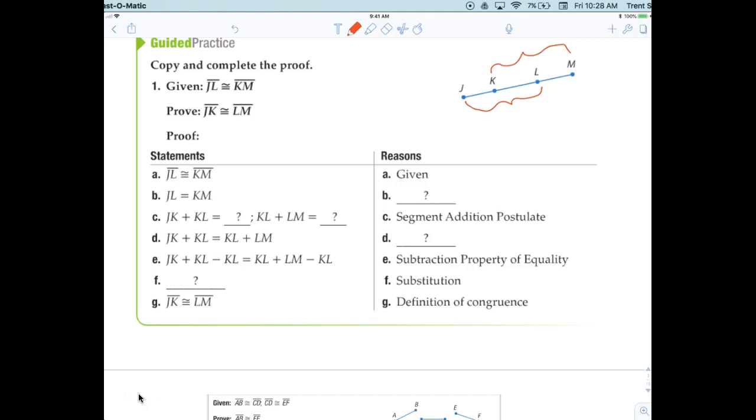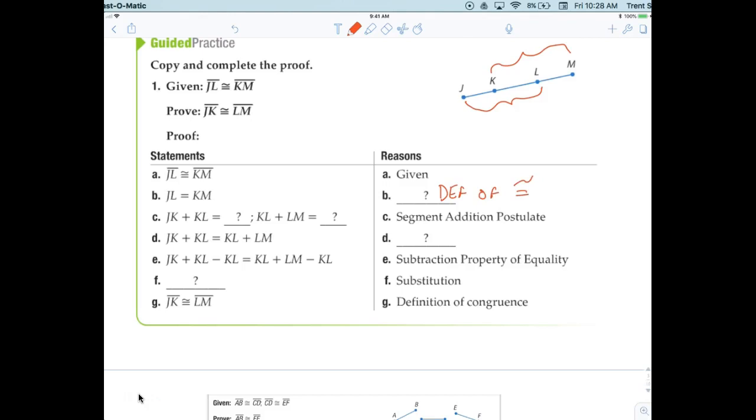Now again, I'm telling you, this is hard for some kids. But as soon as you see it, you'll go, wow, that's super easy. But you've got to see it first; writing in my answers is not helping. So here we go. JL is congruent to KM because? Given. Why is JL equal to KM? Definition of congruent. Thank you very much.